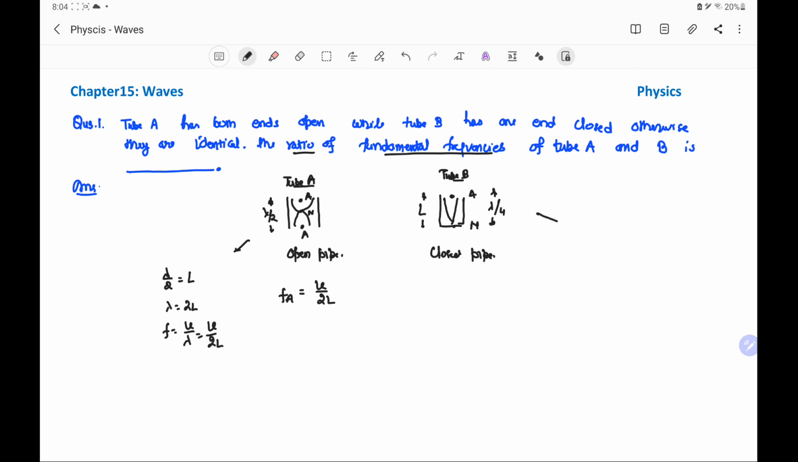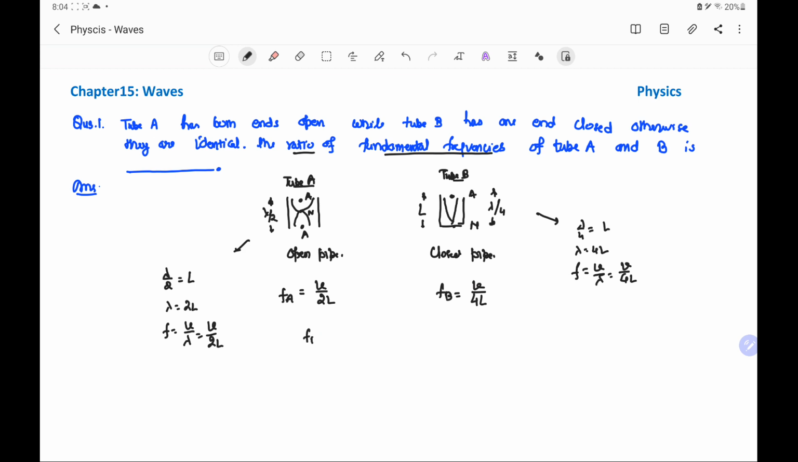So in this case we can write lambda by 4 is equal to L, or lambda equal to 4L, and frequency equal to V by lambda, that is equal to V by 4L, and this is the fundamental frequency of the closed pipe. So for closed pipe, which is tube B, it will be equal to V by 4L. Speed will be same because they have the same media, that is air.